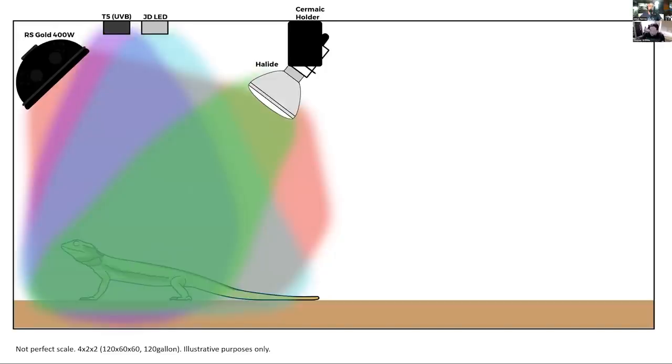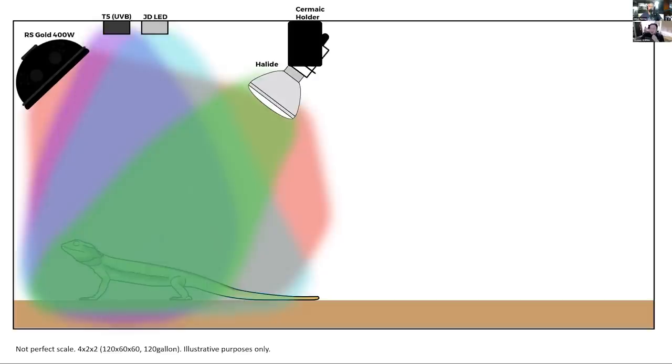And this is controlled, right? This is a controlled area. So we can control the temperature in this area. We can control the UV by changing the bulb. We can control the brightness of the LED by changing the LED. And we can fine tune this area for our animal and always give them the chance to go into the shade.